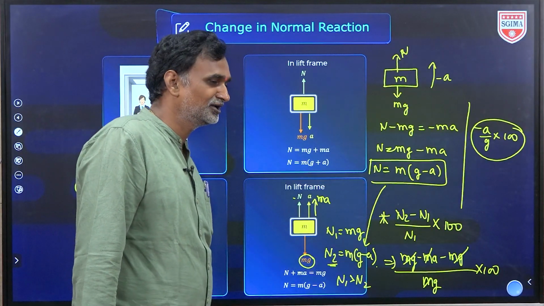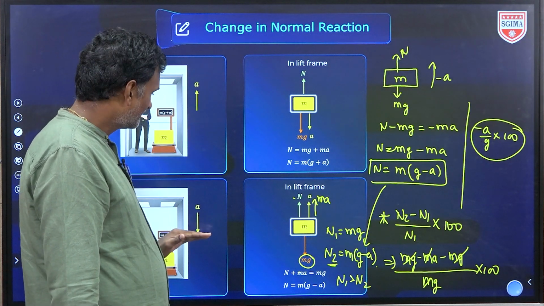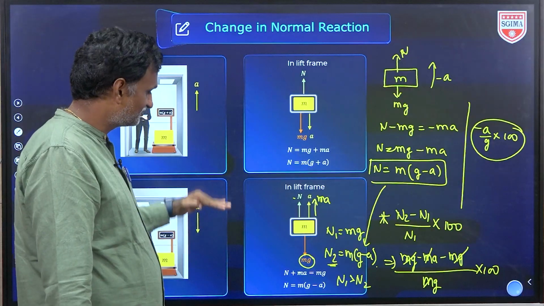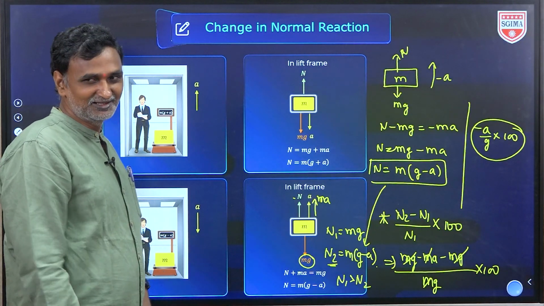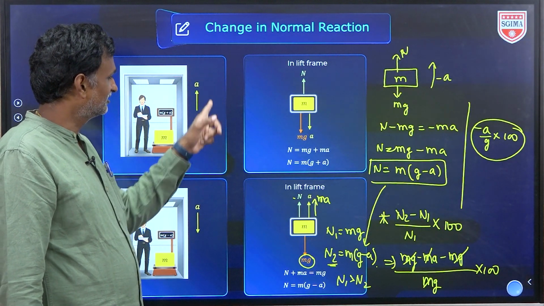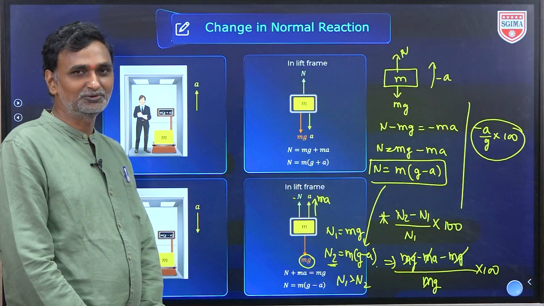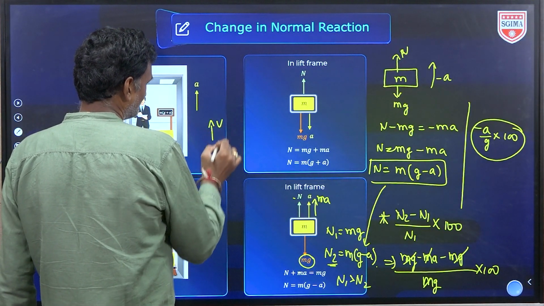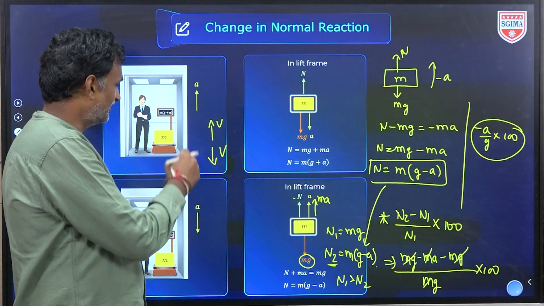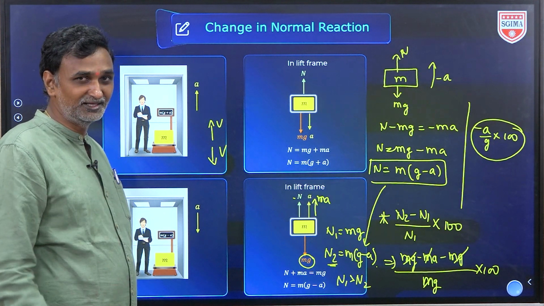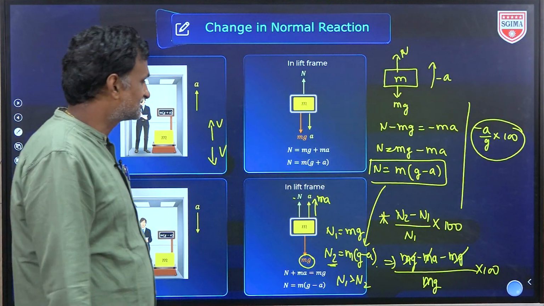So, this is the case we have studied when the lift is moving upward with acceleration or downward with retardation, and the second case when the lift is moving downward with acceleration or moving upward with retardation. And in the same situation, instead of acceleration, if it is going upward or downward with constant velocity v, the acceleration equals what? 0. Then in both scenarios, the weight force or reaction force shown by the weighing machine is mg only, because the acceleration term is 0. So, n equals mg.